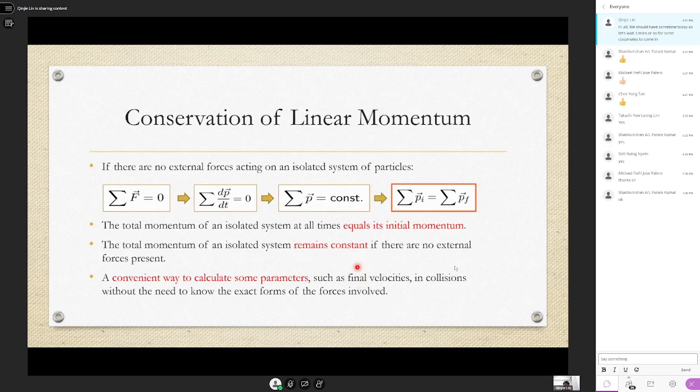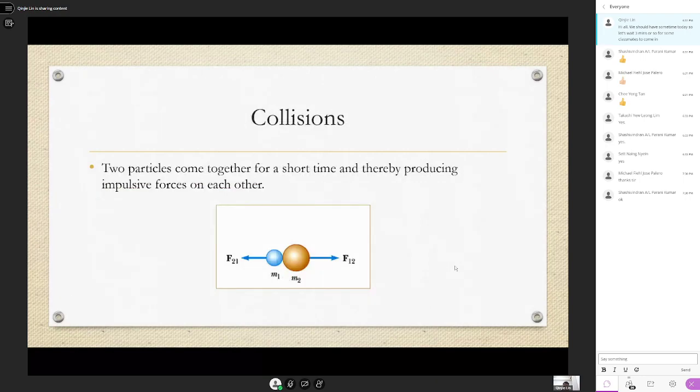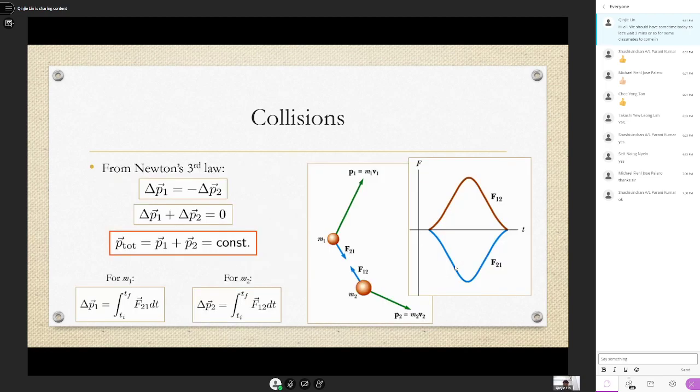They usually involve collisions. Collision is when something knocks into another thing. Two particles come together for a short time and they produce impulsive forces on each other. Basically, two things knock into one another. From Newton's third law, the change in momentum of particle 1 must be equal to minus the change in momentum of the other particle. These are just equivalent statements. So the two changes added together must be equal to 0, since they are in opposite directions, correct?